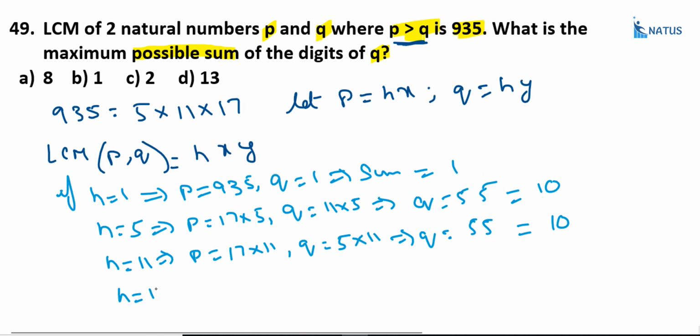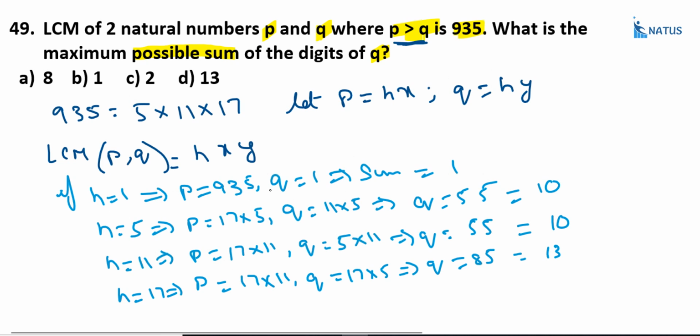If h is equal to 17, then what is the value of p? P must be 11 or not. So p is equal to 17 into 11. And what is q? Q is equal to 11 into 5, right? So 17 into 5, so q is equal to 85. What is the sum? 8 plus 5, that is equal to 13.